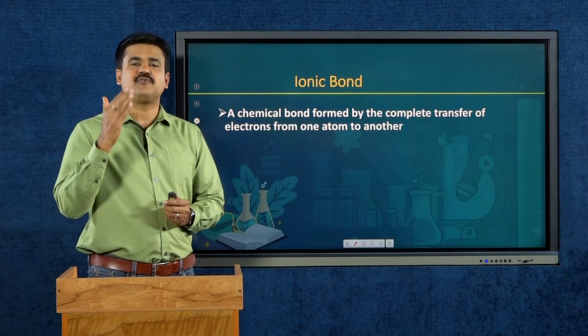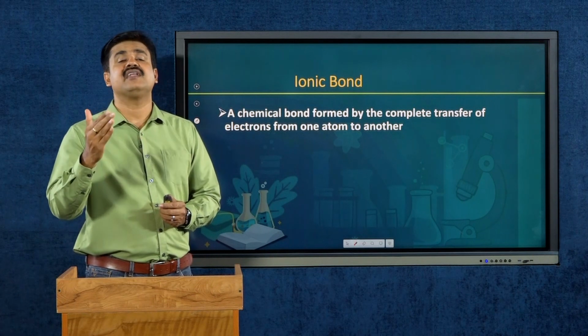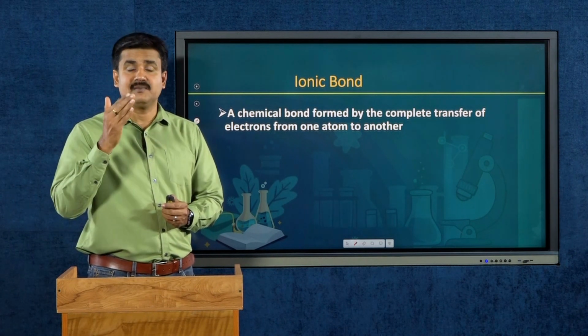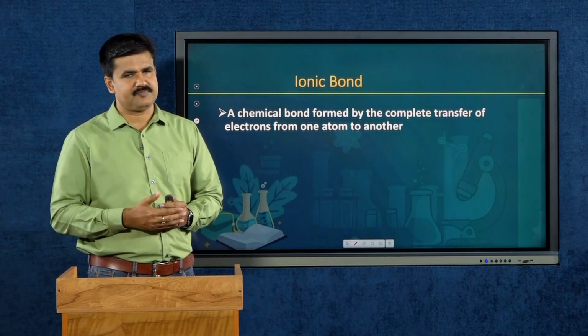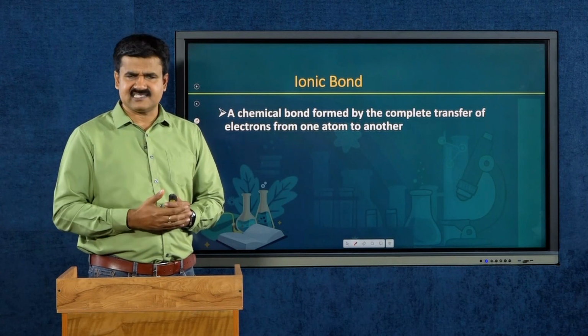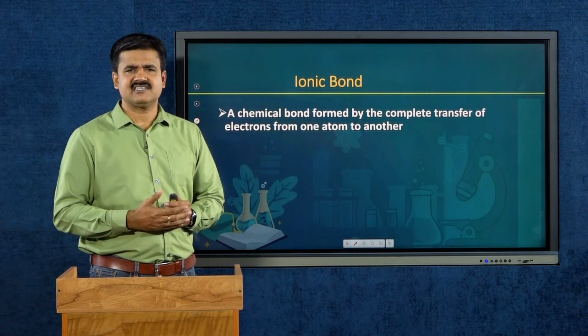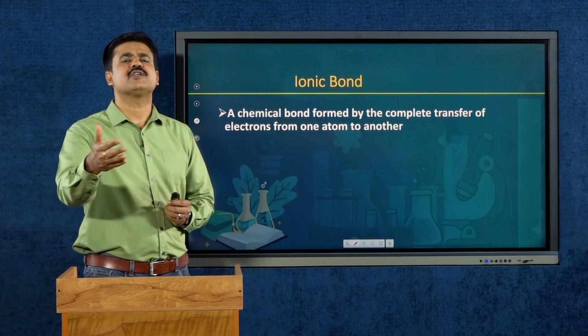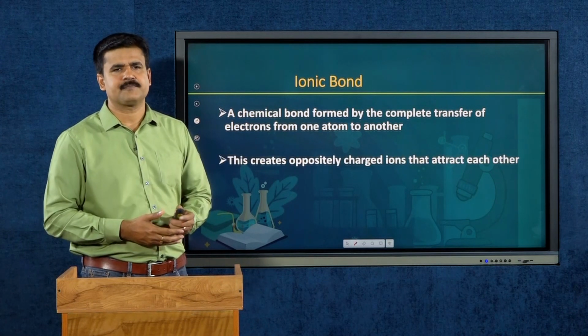Preferably, it is formed between a metal and a non-metal. Electrons are generally transferred from the metal atom to the non-metal atom. For example, our common NaCl: you are familiar with the fact that NaCl is comprised of Na+ and Cl-. We can enter into more details of ionic bond.